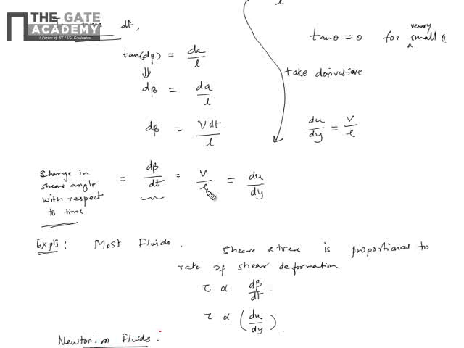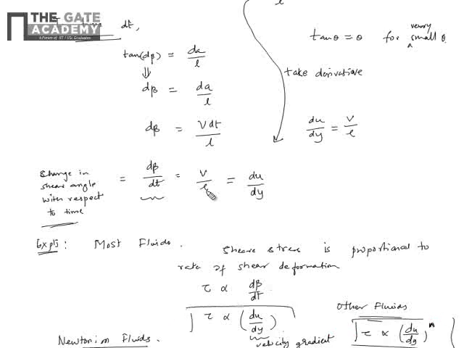Now you might be wondering, what happens for other fluids? For other fluids, it is observed that tau is proportional to some cubic or exponent power of du by dy, which is basically the velocity gradient. So this is for other fluids, and those are called non-Newtonian fluids. But most of the time we make an assumption that the fluid is Newtonian. Now let's see what the proportionality constant is here.